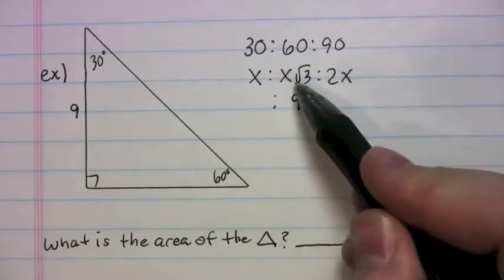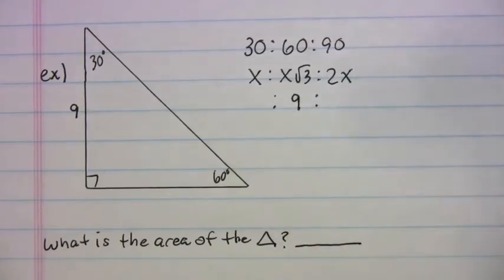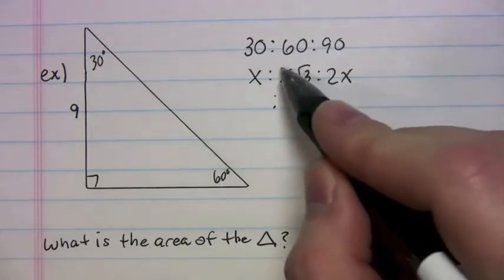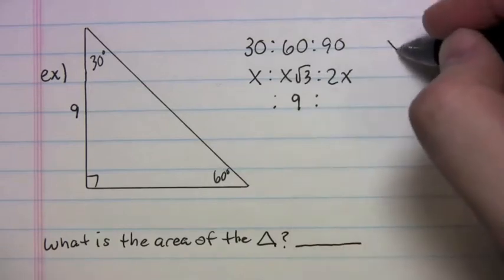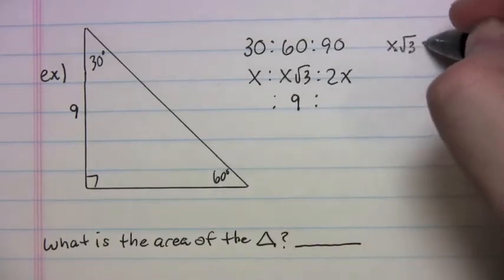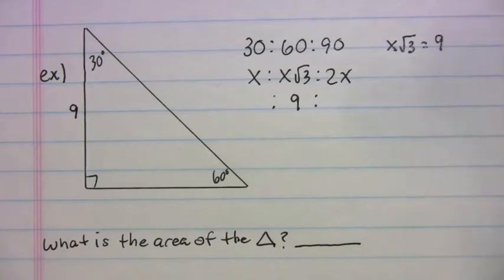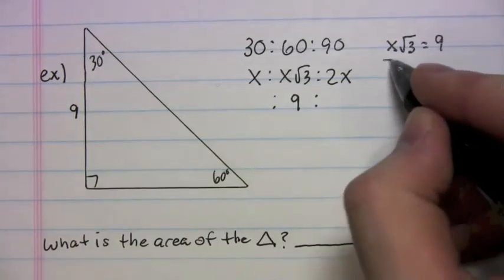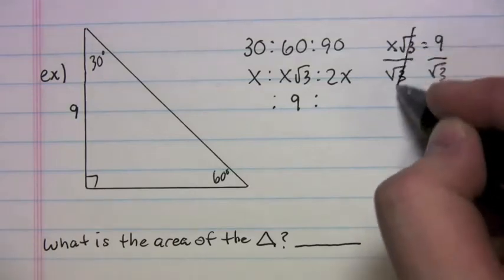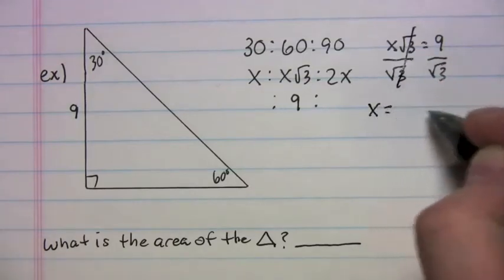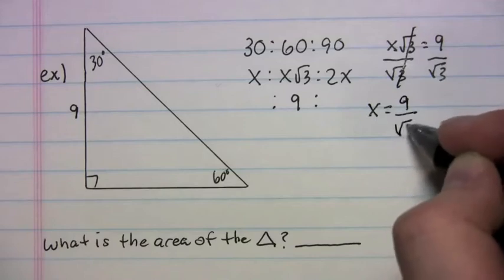So am I saying that x is equal to 9? No, you can't get confused here. That's not what I'm saying. What I'm saying is that x radical 3, this whole thing, is equal to 9. So let's write that on the side. x radical 3 equals 9. That's going to help us solve for x. I'm going to divide both sides by radical 3. So x equals 9 over radical 3.